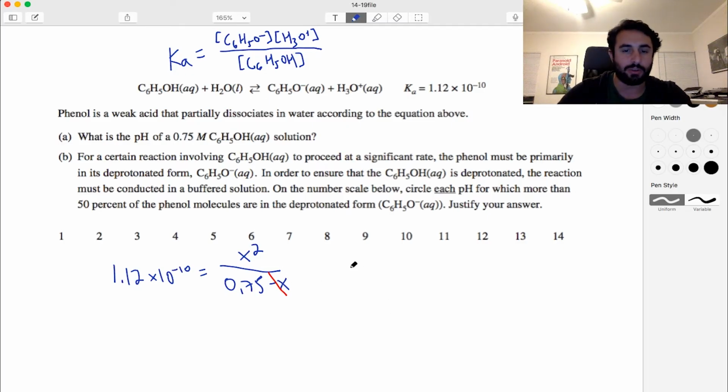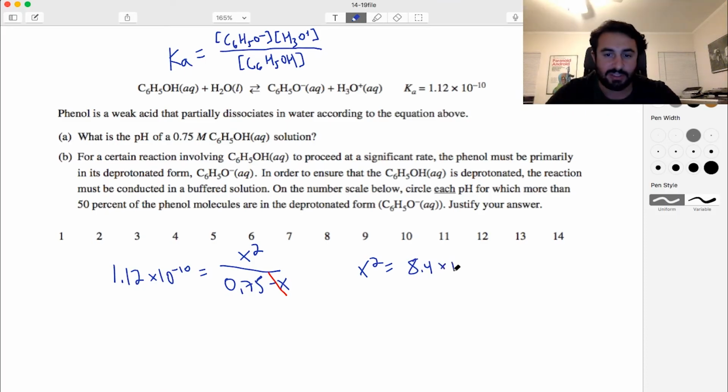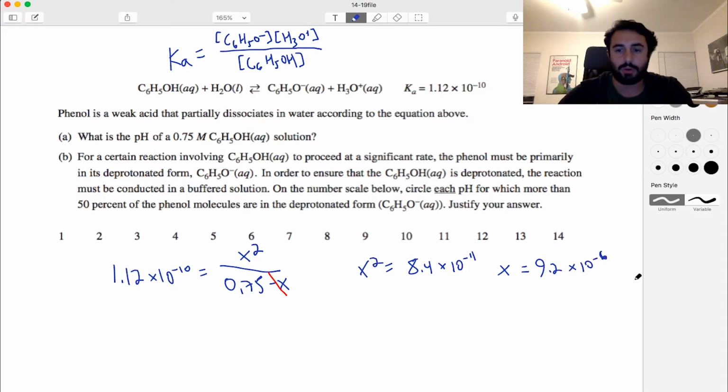So what we can do is multiply both sides by 0.75, and we get that x squared is 8.4 times 10 to the negative 11. And then we just take the square root, and we get 9.2 times 10 to the negative 6. So x is 9.2 times 10 to the negative 6.